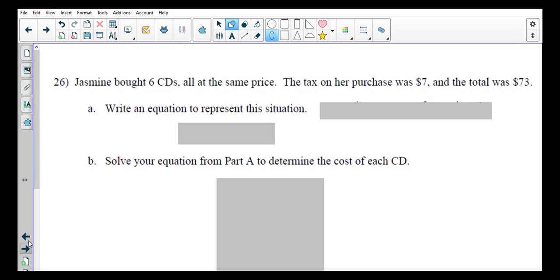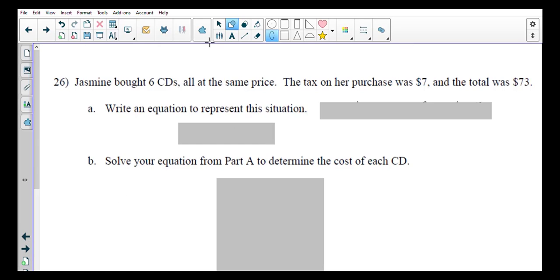So number 26, Jasmine bought 6 CDs all at the same price, which is unusual as well. So we're just trying to make this as easy as possible. The tax on her purchase was $7 and the total was $73. Again, in real life, tax is probably not going to be a whole number, but I want to make the numbers work out nicely for us. We're going to write an equation to represent this situation like we did in our last question, and then we're going to solve your equation from part A to determine the cost of each CD.